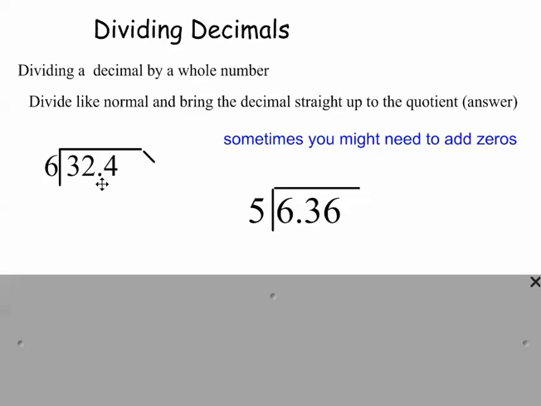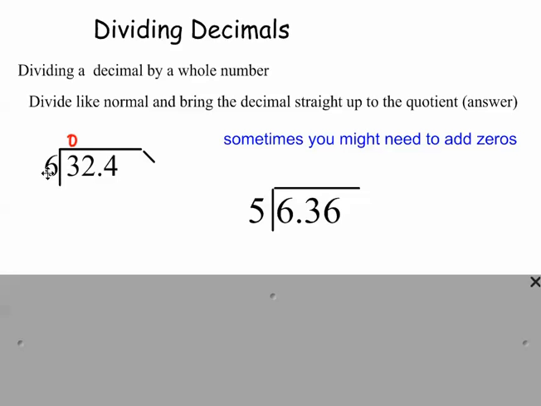32 and 4/10 divided by 6. So just like normal, I want to know, can 6 go into 3? No. Either you're going to put a 0 there or make sure you save that space. The spacing is very important, obviously, because our decimal has to be in the right place. So make sure you always have something lined up above each number.